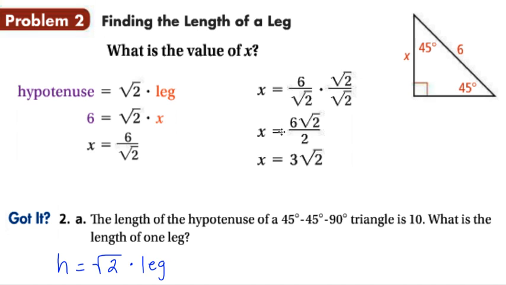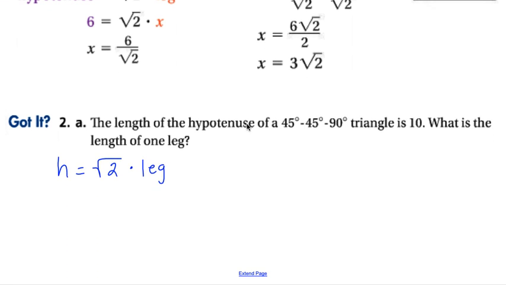If you have any trouble rationalizing the denominator, please let me know in class, and I can explain that a little more clearly if you didn't understand that. Here's one for you to try. We have the length of the hypotenuse is 10. Find the length of the leg. Go ahead and pause the video and try this one and see how you do.